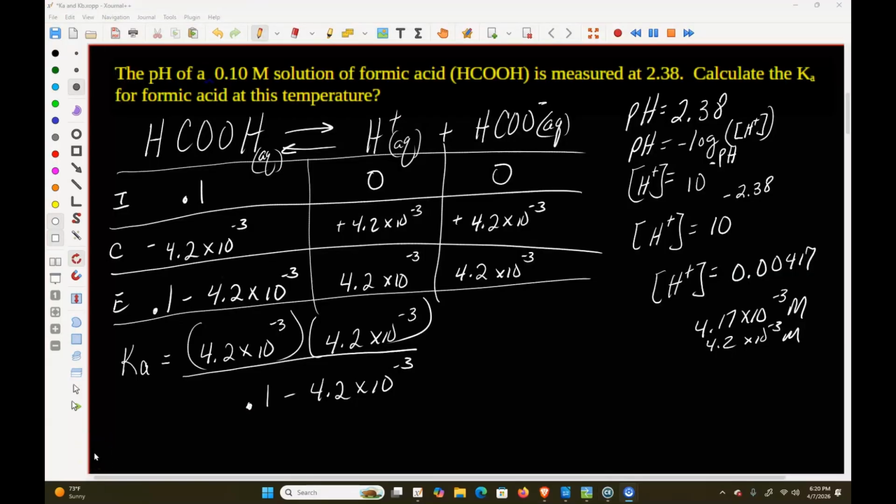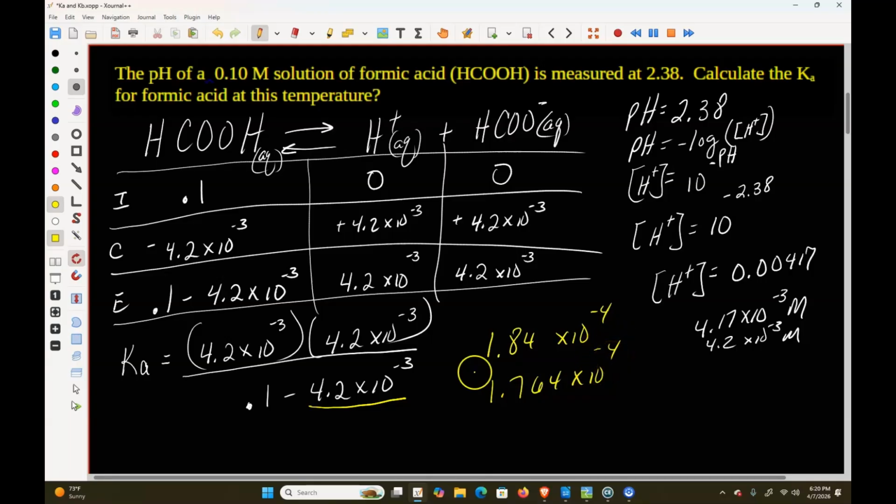All right, so we got two answers. If we kept everything, we got 1.84 times 10 to the negative fourth. If we dropped the subtraction here, we got 1.764 times 10 to the negative fourth. But both of these will round to 1.8 times 10 to the negative fourth. So this will be our answer.